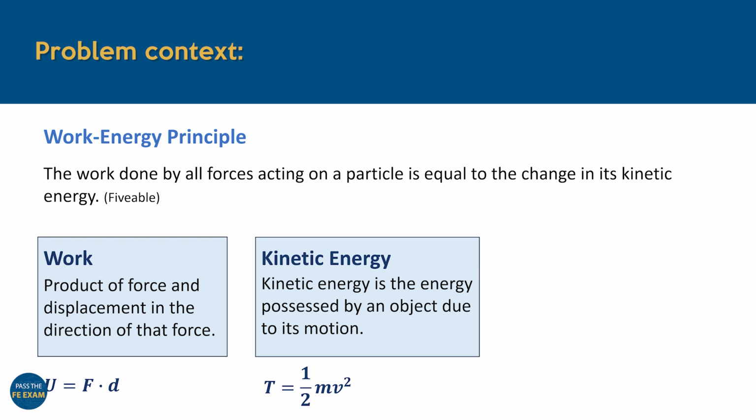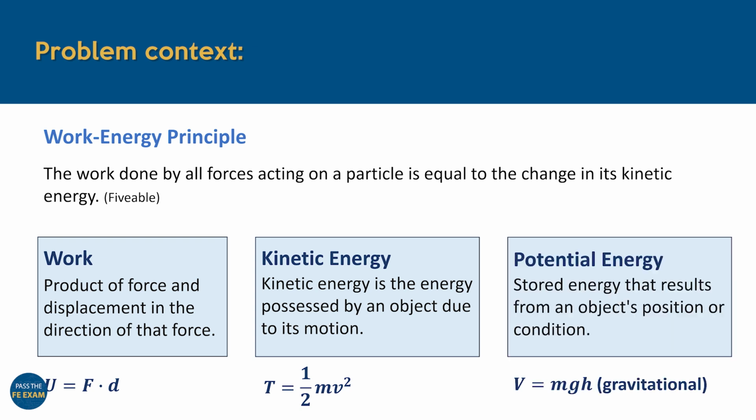Next is kinetic energy. This is defined as the energy possessed by an object due to its motion. As a block in our system speeds up, its kinetic energy increases, and we can calculate its kinetic energy at a specific point in time using the familiar formula of a half mass times velocity squared. Lastly, we have potential energy, which is the energy stored by an object based on its position or condition. For example, when a block is hanging at a height, it has gravitational potential energy that can be converted into kinetic energy as it falls.